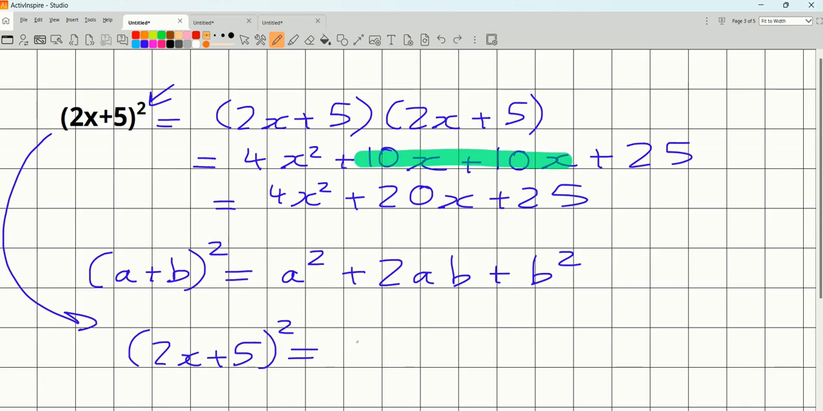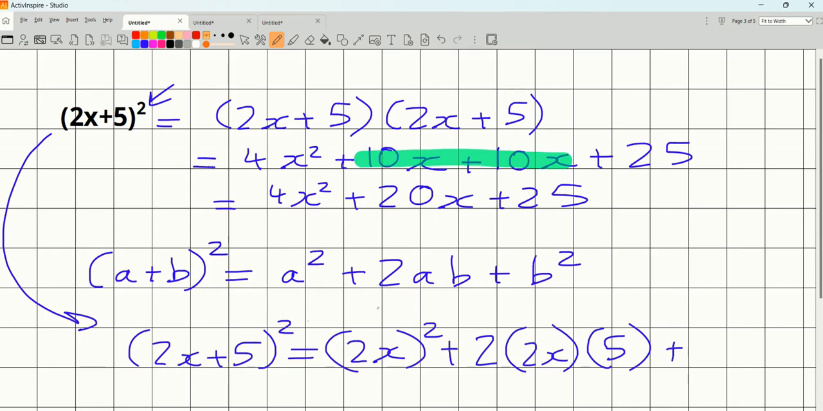I'm going to do this in steps. It would be (2x) all squared. And then we go to our next part, 2 times 2x times 5. This is 2 times a times b. And then b squared, which is our 5, so 5 squared. This is now going to give us 4x squared plus 2 times 2 is 4, times 5 is 20x, plus 25, and that is a direct answer just like we have in the first part.